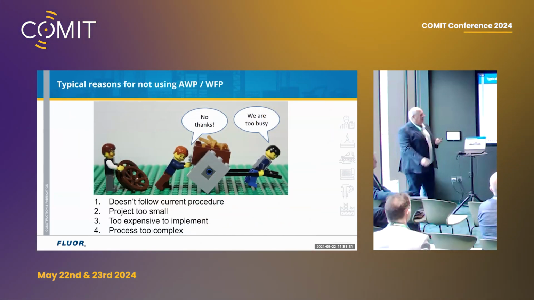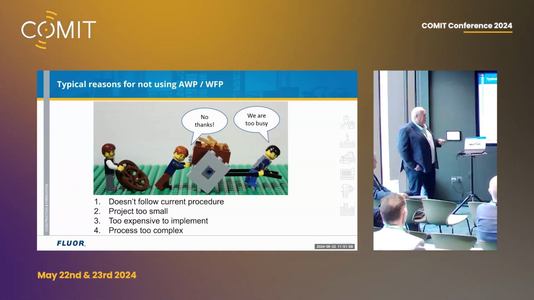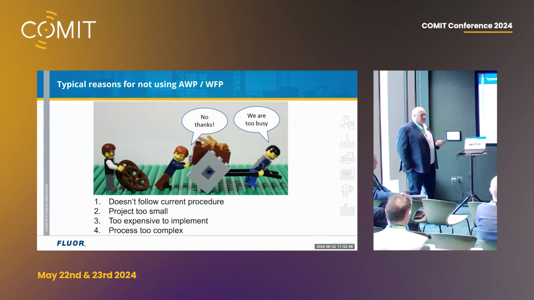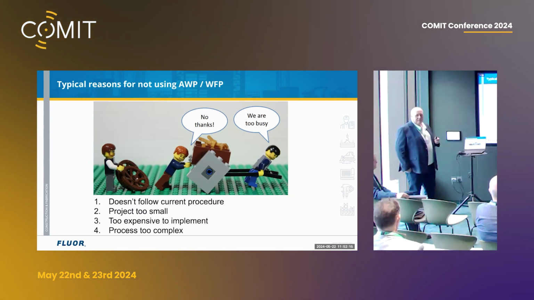Typical reasons for not using AWP. We're seeing this: "No, we're too busy." But actually, you don't follow the current procedures, the projects are too small, it's too expensive to implement, processes are too complex. It's actually the complete opposite to all of them. All procedures are there to make your company work better. Don't change them, follow them.